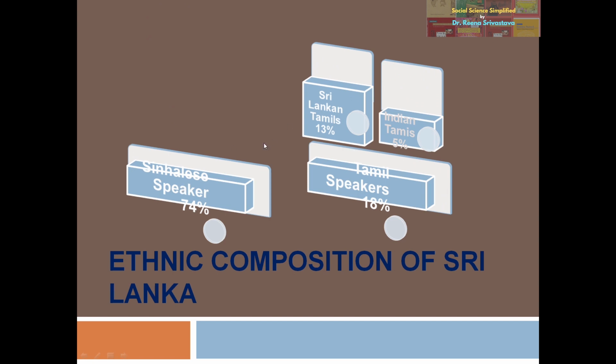If you see the ethnic composition, you can see here the society was divided into Sinhalas and the Tamils and others category. Now the Sinhalas were in majority, that is 74%, and the Tamils were minority, that is 18%. The Tamils were subdivided in two groups, that is Sri Lankan Tamils 13% and the Indian Tamils, that is 5%. And the other category included the Christians or Muslims. We'll talk only about the Sinhalas and the Tamils because the major conflict in this country was among the Sinhalas and the Tamils.